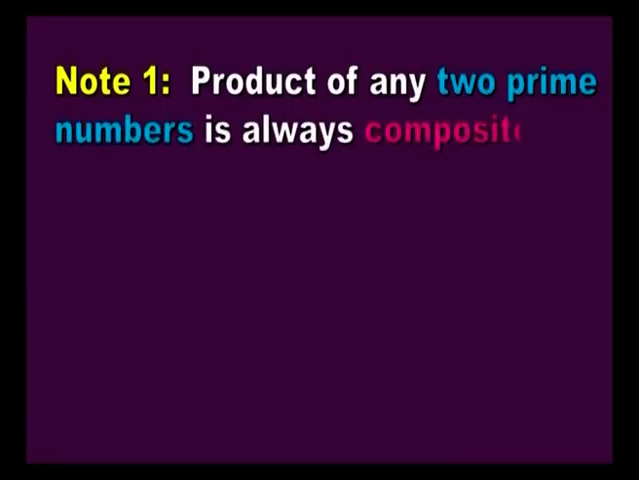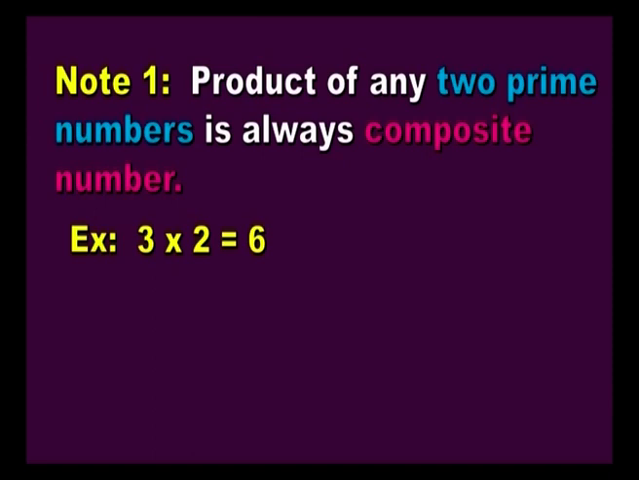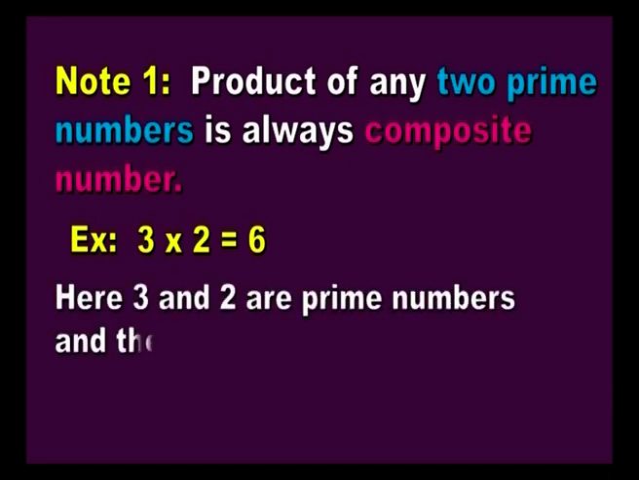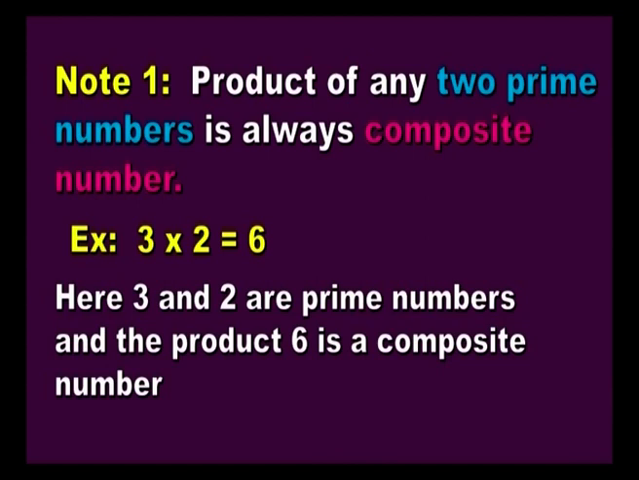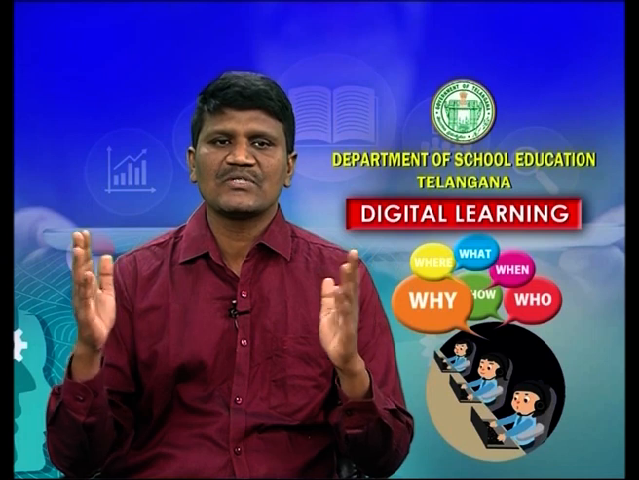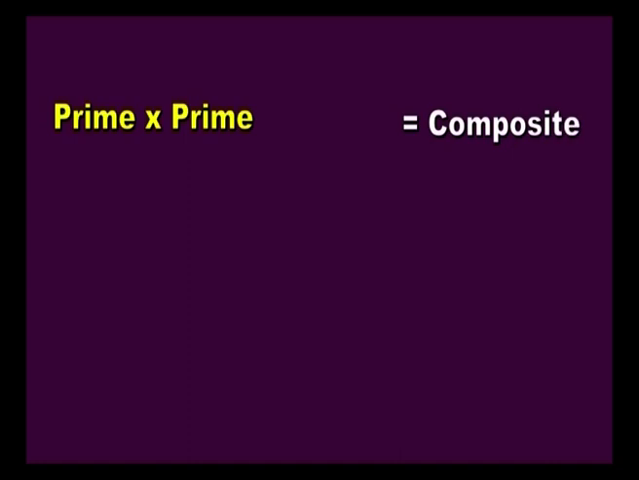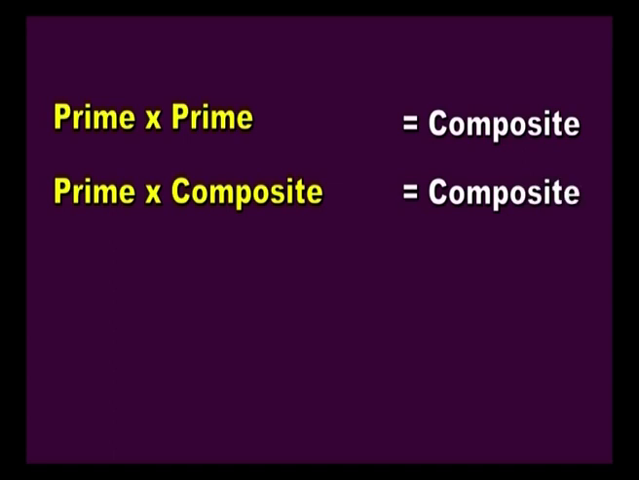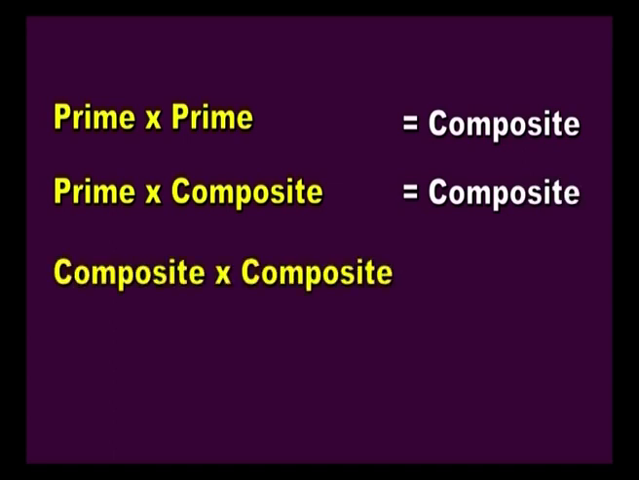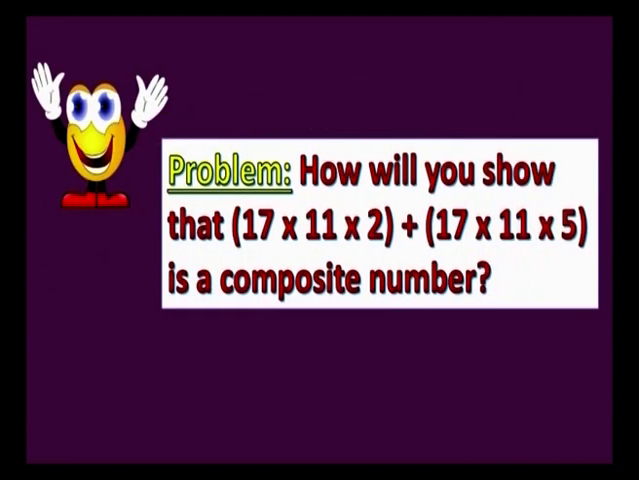Note 1. The product of any two prime numbers is always a composite number. For example, 3 into 2 is equal to 6. Here 3 and 2 are prime numbers and the product 6 is a composite number. So we can say the product of any two prime numbers is always a composite number. Prime into composite is also a composite number. Composite into composite is always a composite number. So using this, let us see one example.